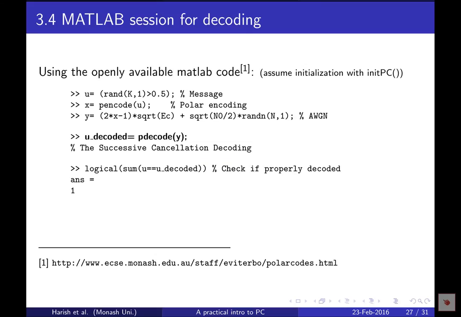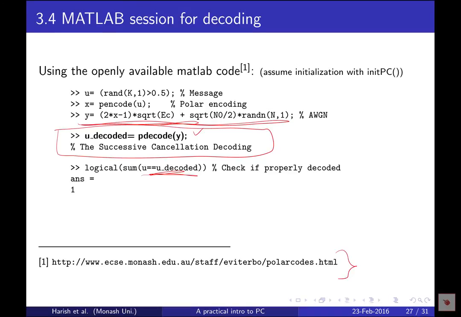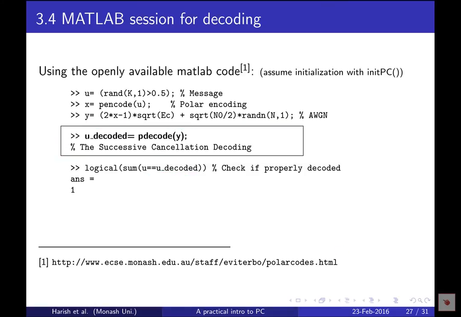If you don't bother about the details, you can simply take this code. Just simulate some AWGN channel, then take this simple statement, and that will decode for you, and you can compare whether the decoded symbol is exactly the same as the message even after adding noise, just by using this small code. The code base is completely available at this link. So we have finished the encoding and decoding blocks.